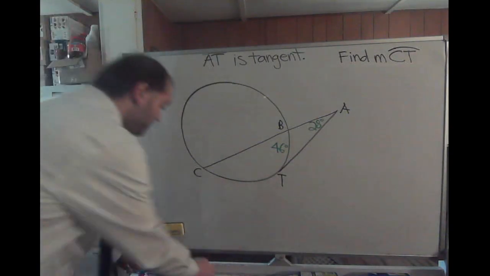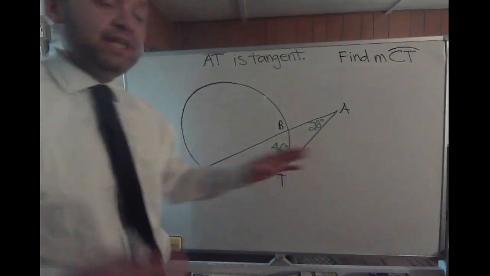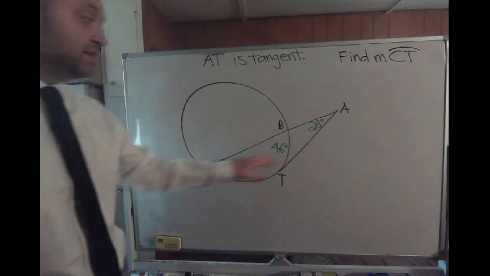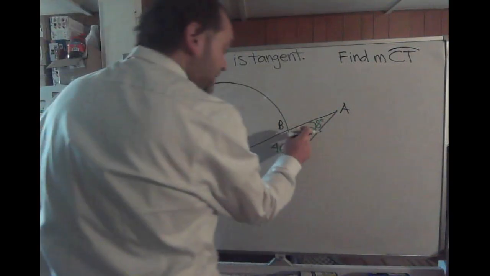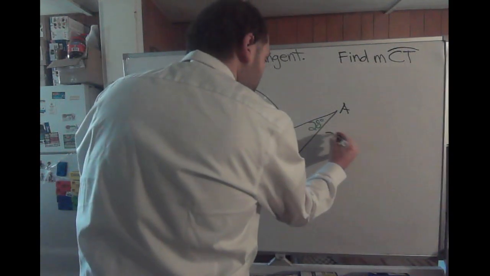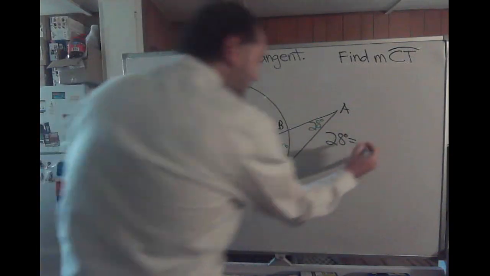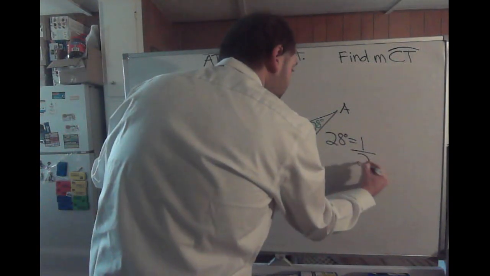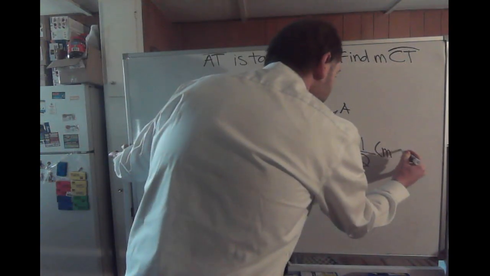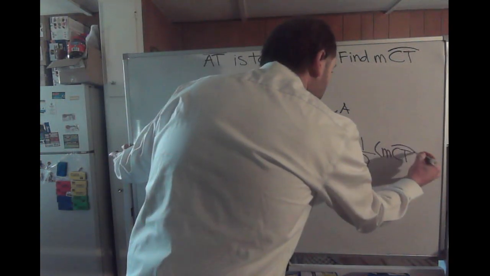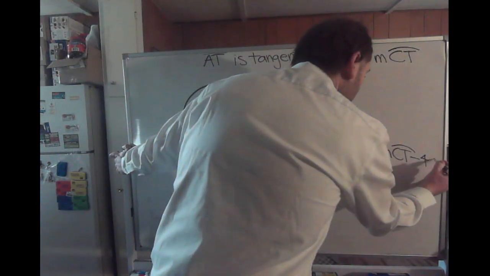Again, we know that the measure of an angle formed by a secant and a tangent line is half the difference of the two arcs, right? So we already got the angle measure. In this case, that's going to be 28 degrees. That's going to be equal to half the difference of the two arcs, which would be the measure of arc CT minus the measure of arc BT, which would be 46 degrees.